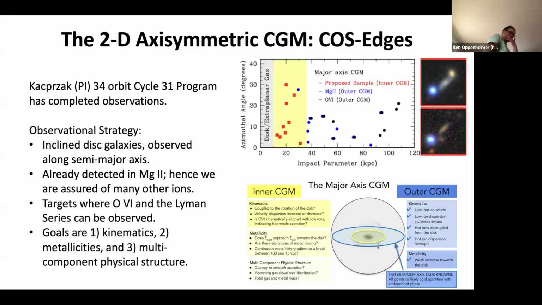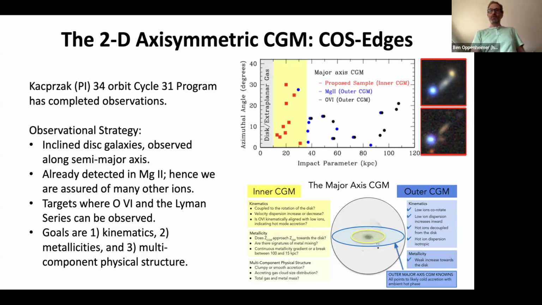and talk about something else from cycle 31. That's finished in one way, but not published. This is an observational program that Glenn Kacprzak is leading. We call it COS-Edges. It is using an observational strategy to pick sight lines along inclined disk galaxies that are probing the semi-major axis, the accretion disk.